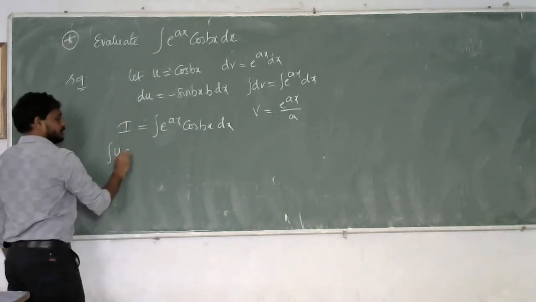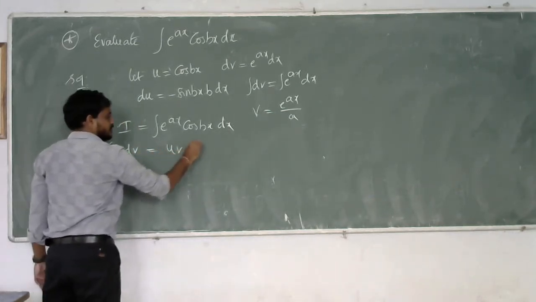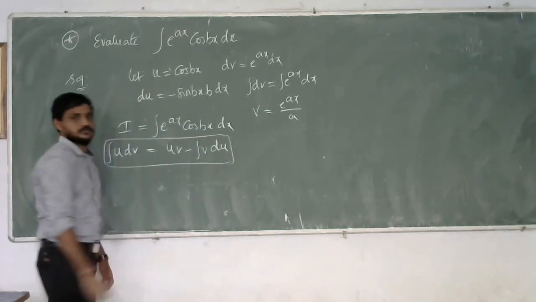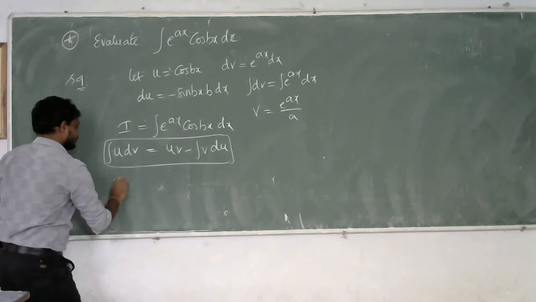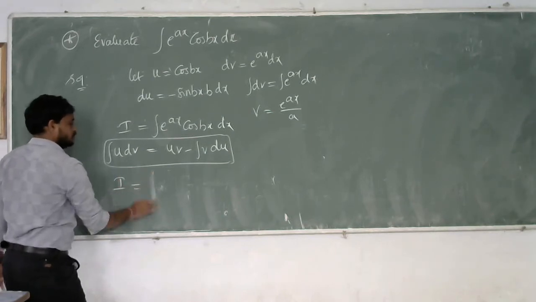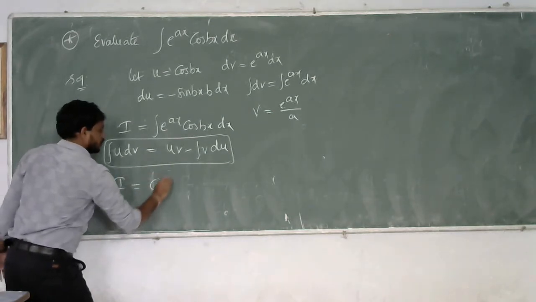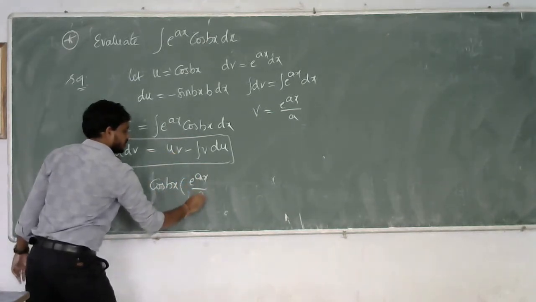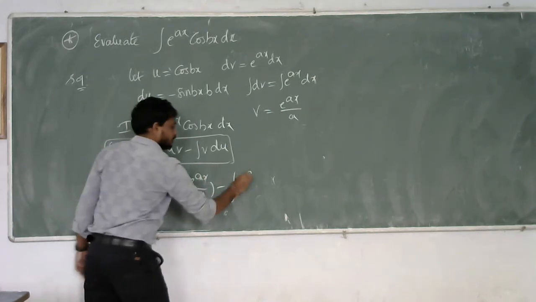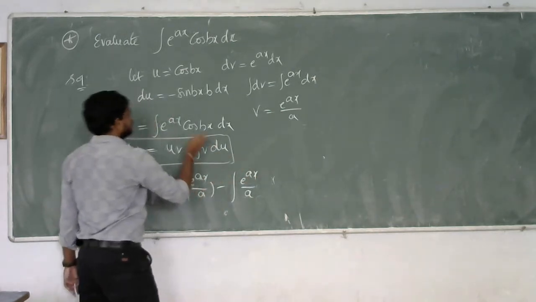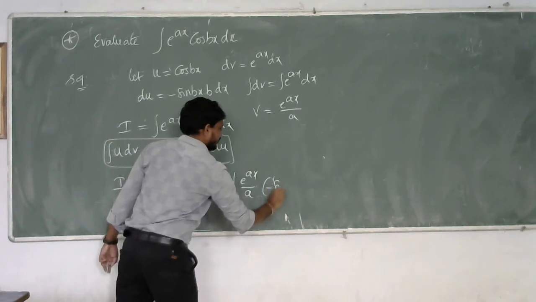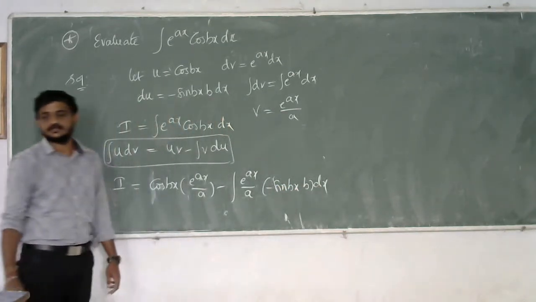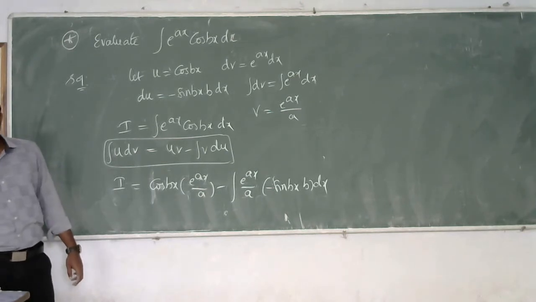Then take the integral I, e power of ax into cos bx dx, which is in the form of integral u dv. What is the formula? uv minus integral v du. Okay, so let us substitute in this formula. So I equals u. What is u? cos bx into v, e power of ax by a, minus integral v, e power of ax by a into du. du value is what? Minus sin bx into b into dx. Okay, then simplify this value.